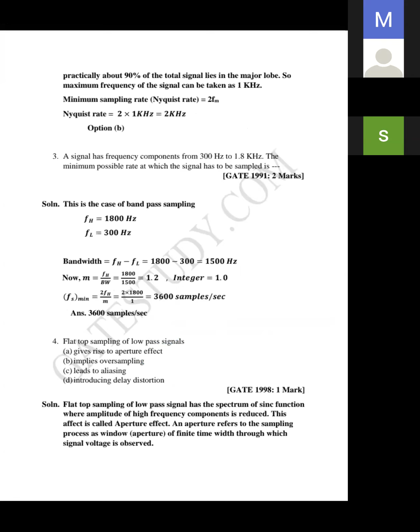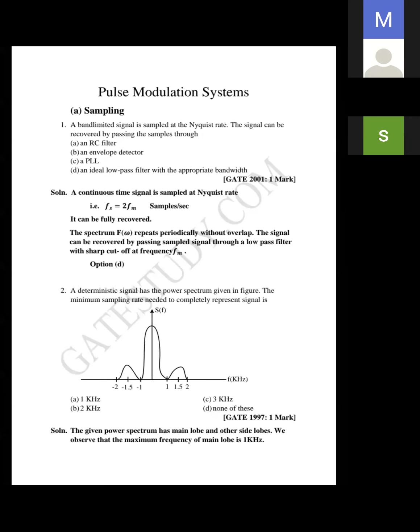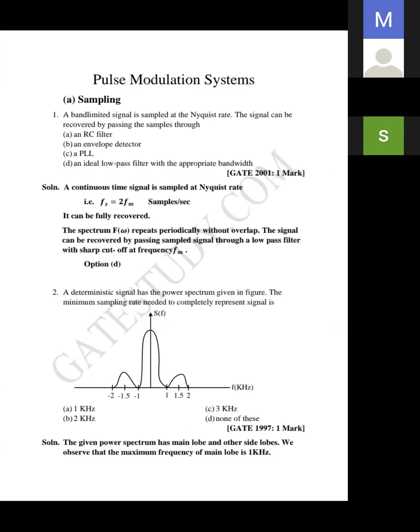The minimum sampling rate is given by the equation 2fm. So Fs is greater than or equal to 2fm is the actual formula, and when Fs is equal to 2fm, that is called the Nyquist rate. They ask for the minimum sampling rate. We have taken the maximum frequency as fm is 1 kilohertz, so the sampling rate is 2 into fm. The required answer is 2 kilohertz. Among the available options, we can find 2 kilohertz at B.